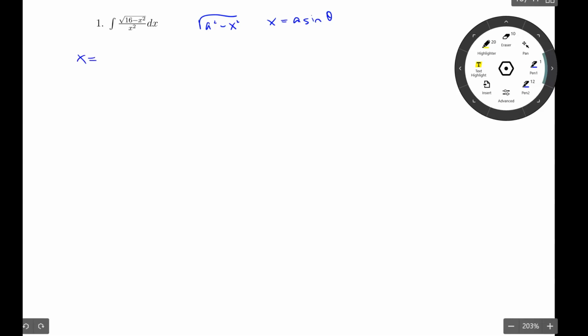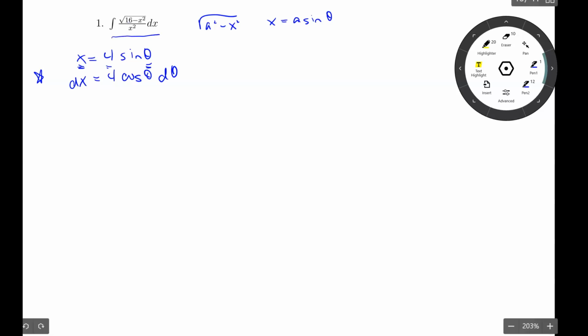x is equal to, so a would be 4, because 4 squared is 16, 4 sine theta. Be really careful: it's x equals here, theta here, and the number is here. It's very odd if you're not used to doing this. The most common mistake is to forget to find the dx, so do it right away. The dx is going to be 4 cosine theta d theta.